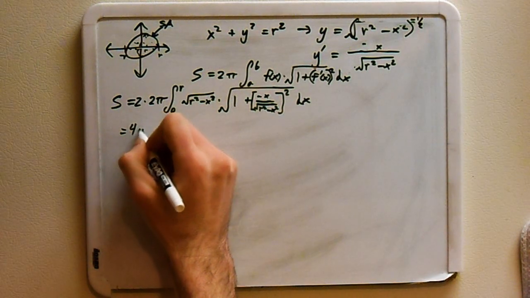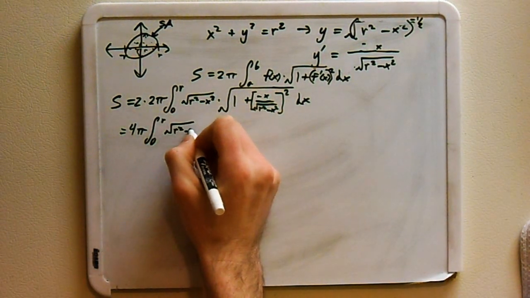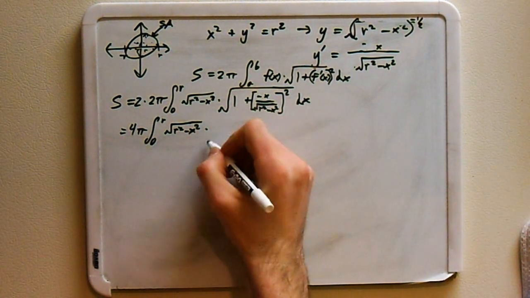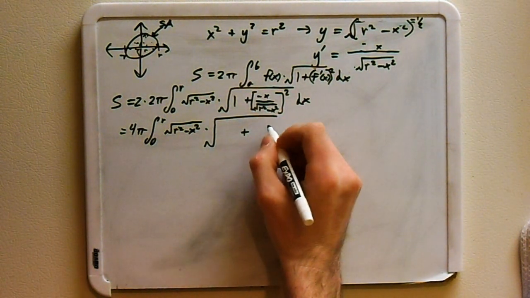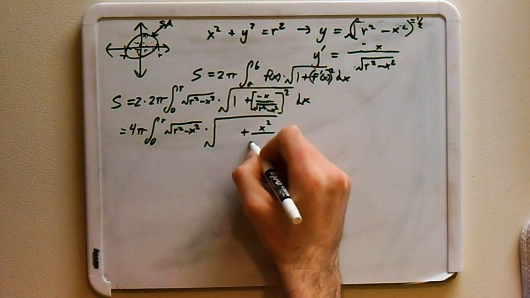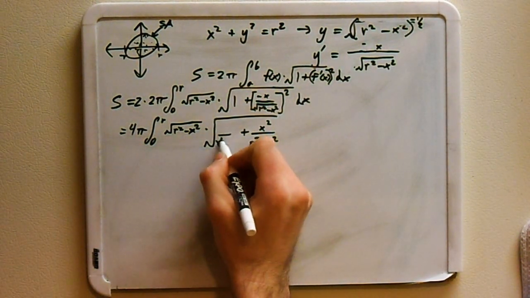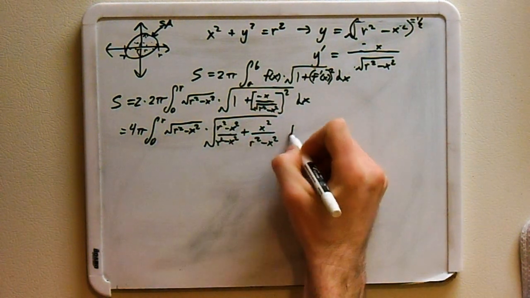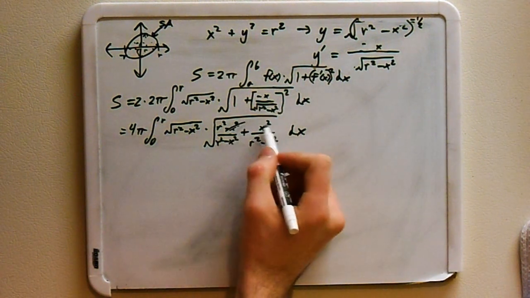So we have 4 pi integral from 0 to r, square root of r squared minus x squared, times, let's get a common denominator and square that out at the same time. So this squared is going to be x squared over r squared minus x squared, and then the common denominator for this would be r squared minus x squared, so since it's 1, r squared minus x squared, dx. So look at this, you have minus x squared plus x squared, so those cancel out.